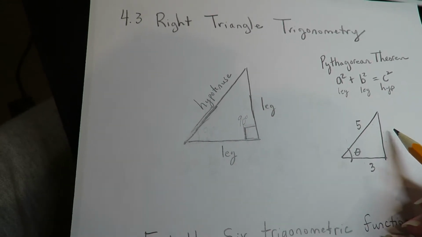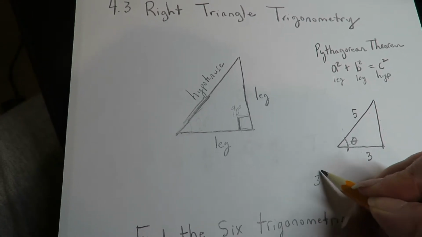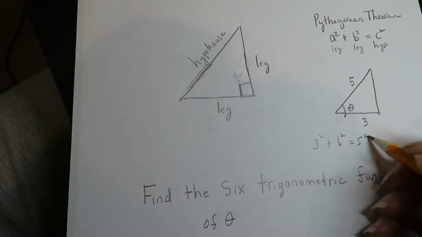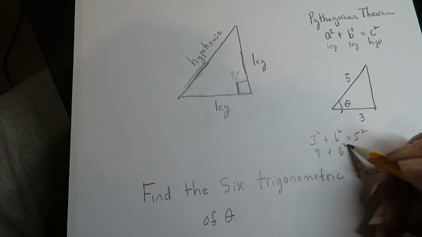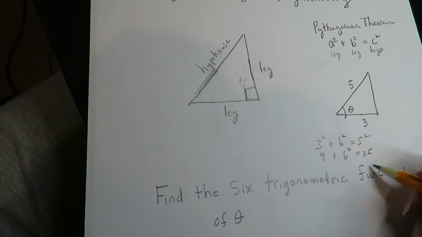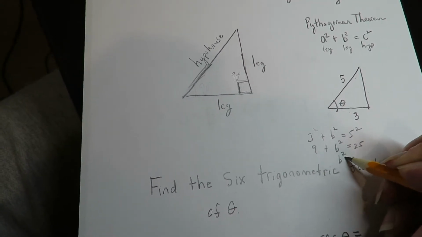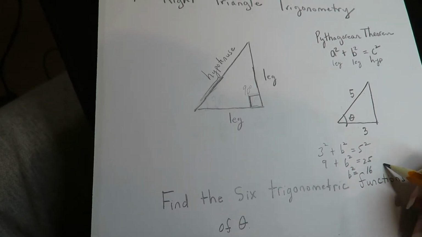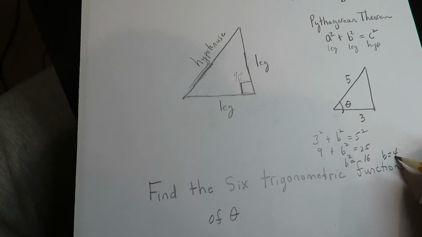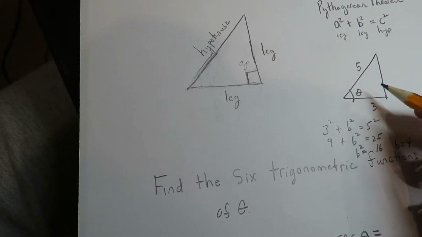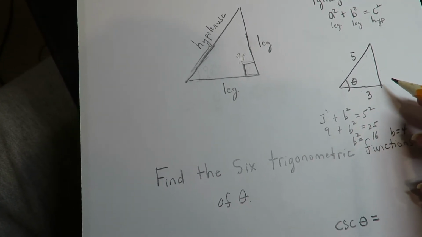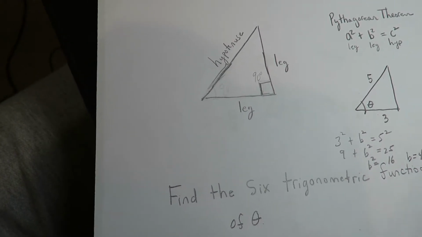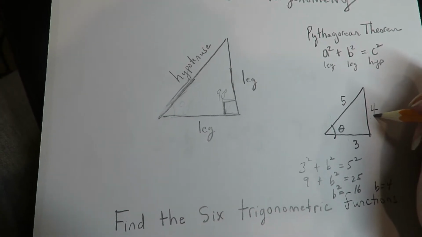I'm going to call this side b. So it's a squared plus b squared equals the hypotenuse squared. So 9 plus b squared equals 25. You move the 9 over by subtracting it. If you subtract 9 from 25, you get 16. Then if you take the square root, you get that b is 4. Since we're applying this concept to a triangle, which only has positive magnitude, you don't get positive and negative 4. You always get the positive version. So this is a 4.